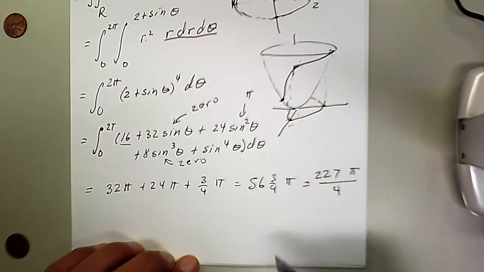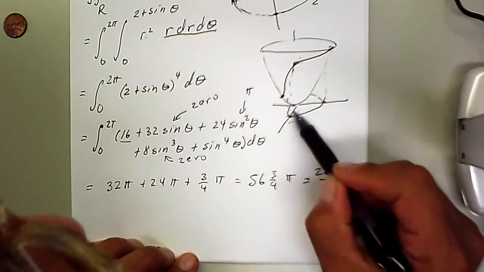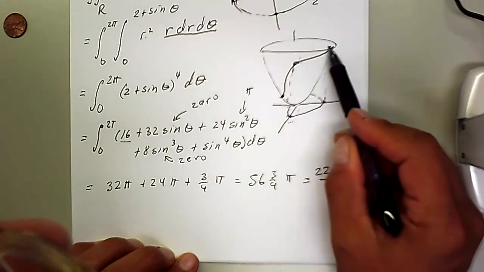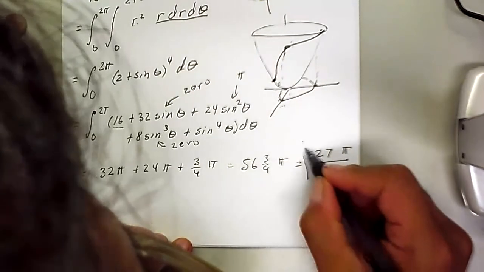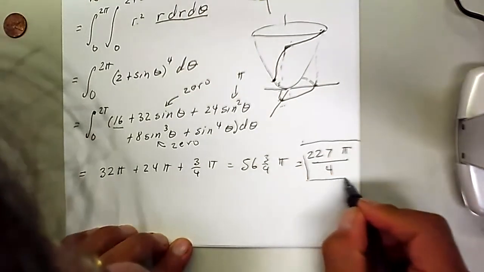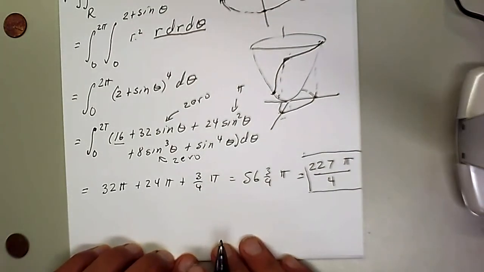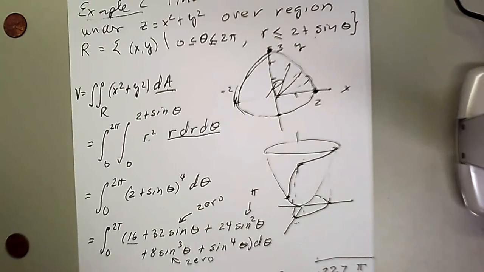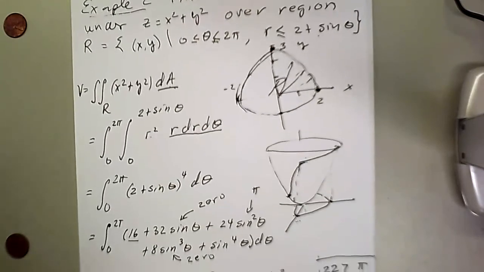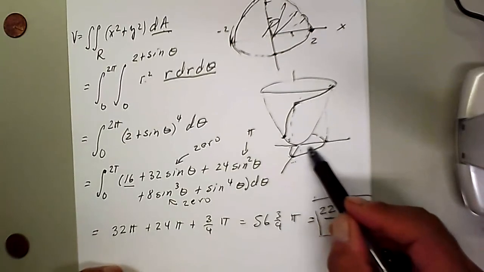So the volume above this cardioid and below the paraboloid is exactly, no more, no less, exactly 227 pi over 4 cubic units. So this is an example of an integration using polar coordinates where the region we're integrating over is not a polar rectangle.